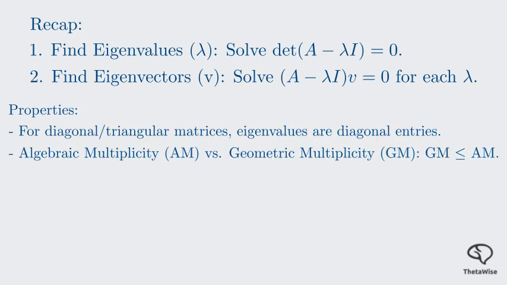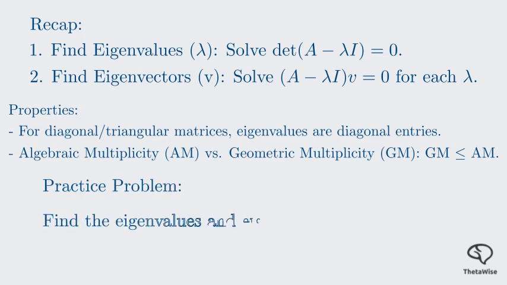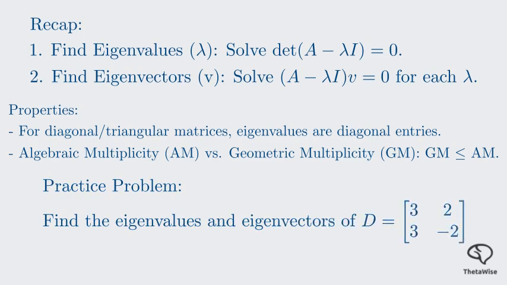Now, let's test your understanding with a practice problem. Find the eigenvalues and eigenvectors of the matrix D equals [[3, 2], [3, minus 2]]. Pause the video and give it a try. Welcome back. Let's go through the solution.